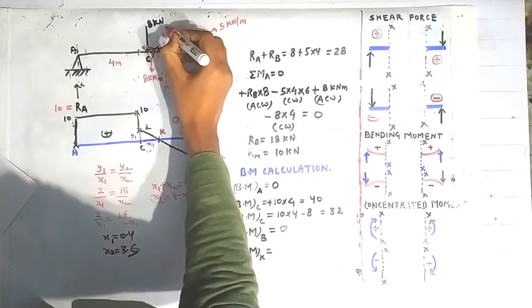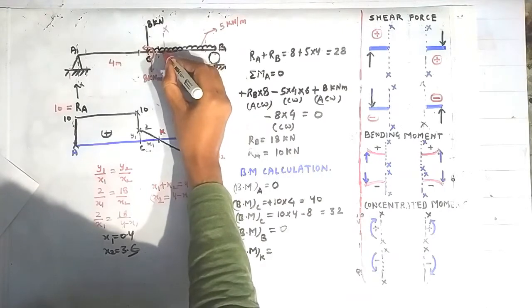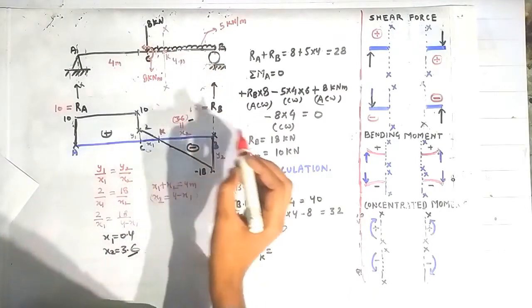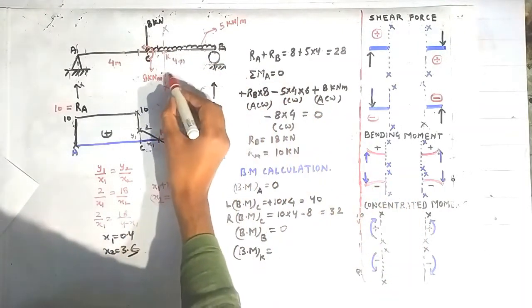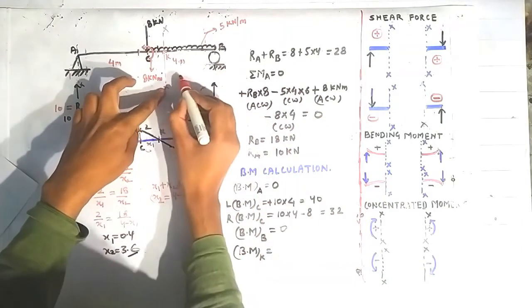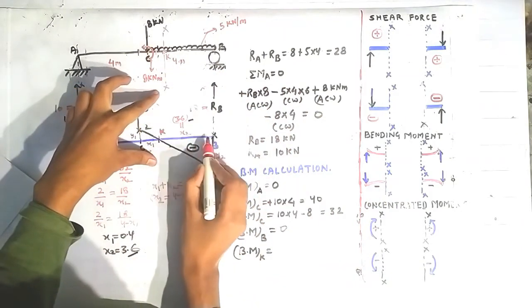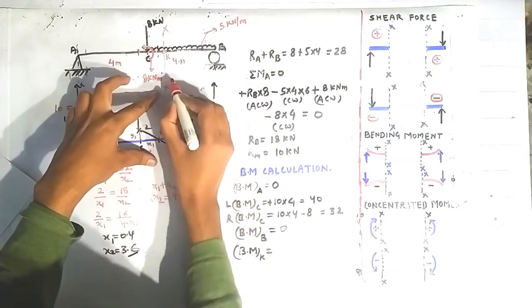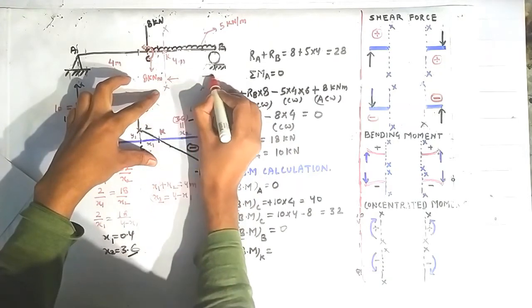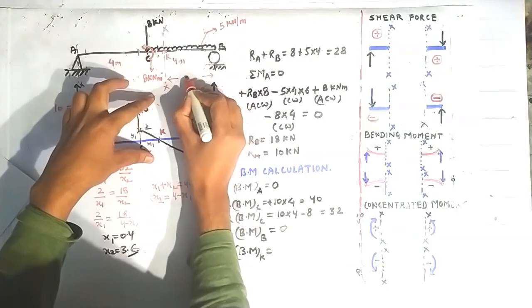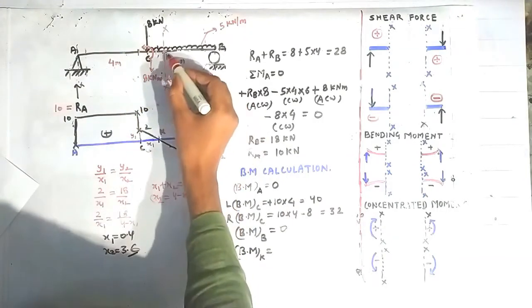So draw a section XX passing through this point K. It will lie somewhere here, the point K. And looking on the right side of this section, you can find that the distance of this section from this point B is x2. So this x2 is the distance of this section XX from B, and at this distance x2, the point K lies.